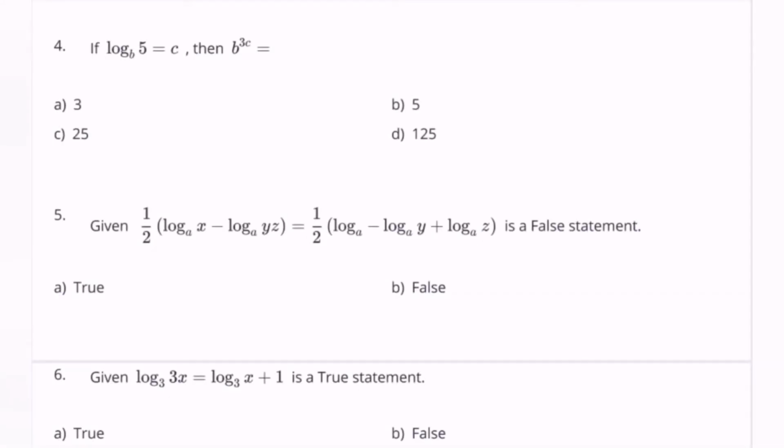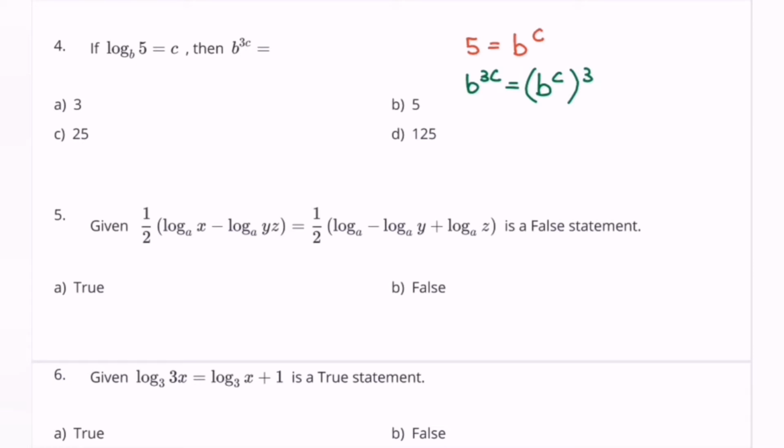Next, we are going to focus on question number 4. Given log base b of the value 5 equals c, what we have to do is convert or transform the situation from log form to index form. So here we will have 5 equals b to the power of c. Then we have b to the power of 3c, where we have b to the power of c, bracket, to the power of 3.